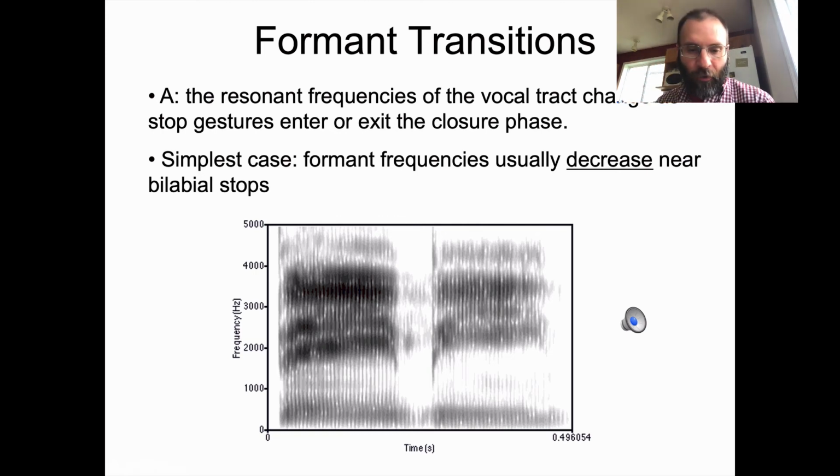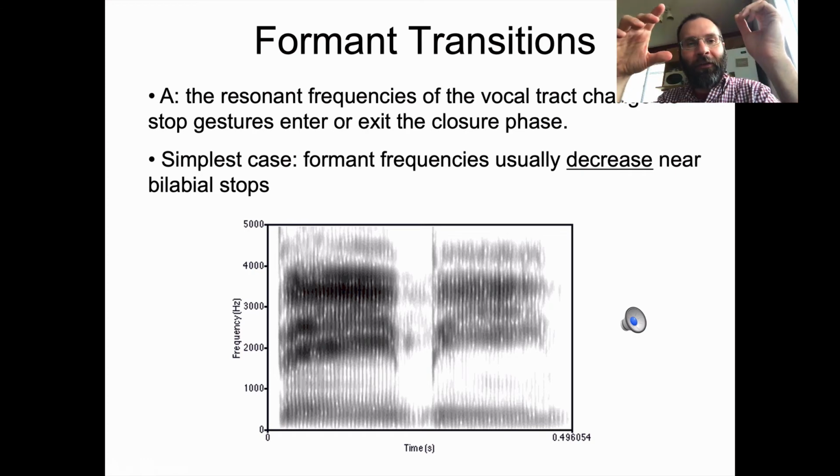So to give you an example, what I mean by that: normally when we look at vowel transitions going into bilabial stops, we see those formants going down into the closure phase of a bilabial stop. So going back again to perturbation theory, we always have velocity antinodes for all formants at the lips. So if you make a constriction at the lips, then those formant frequencies should go down.